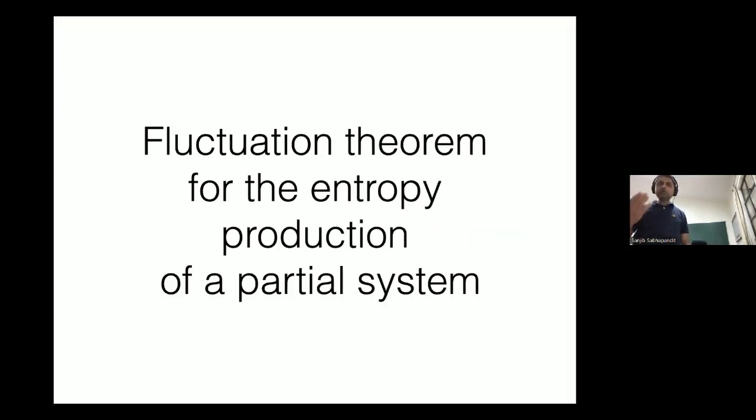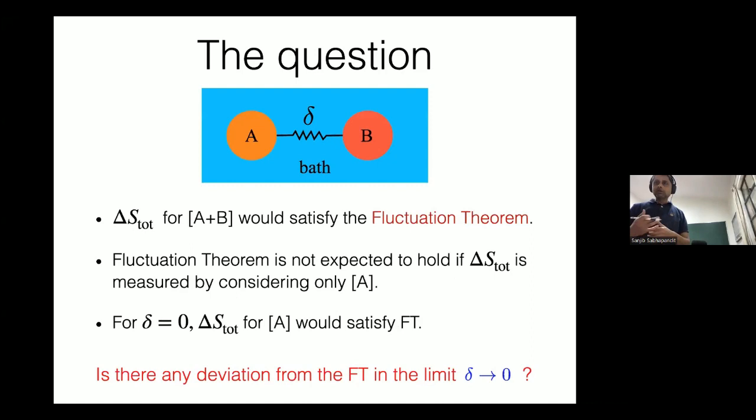So now I'm going to go to my talk, which is basically the fluctuation theorem of entropy production when you don't consider a full system, but a part of the system. What I mean by this is that suppose you have this system A and system B. This need not be one Brownian particle, but it can be some extended system consisting of many degrees of freedom.